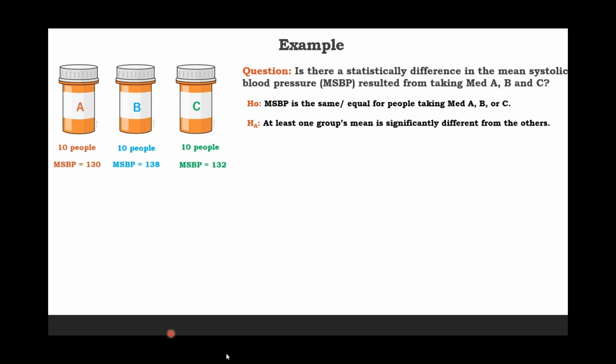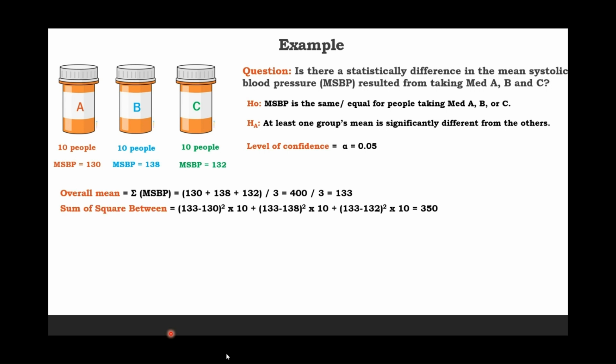So then I have my null hypothesis: mean systolic blood pressure is the same, or equal, for people taking these 3 medications. The alternative hypothesis is that at least one group's mean is significantly different from the others. I choose the significance level for my test as 0.05. For the first step, I calculate the overall mean of systolic blood pressure, which is just the summation of the 3 groups' means divided by 3, and I got 133.